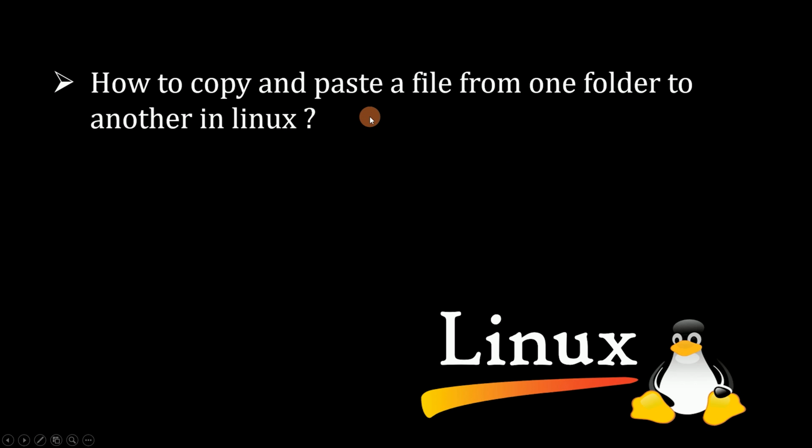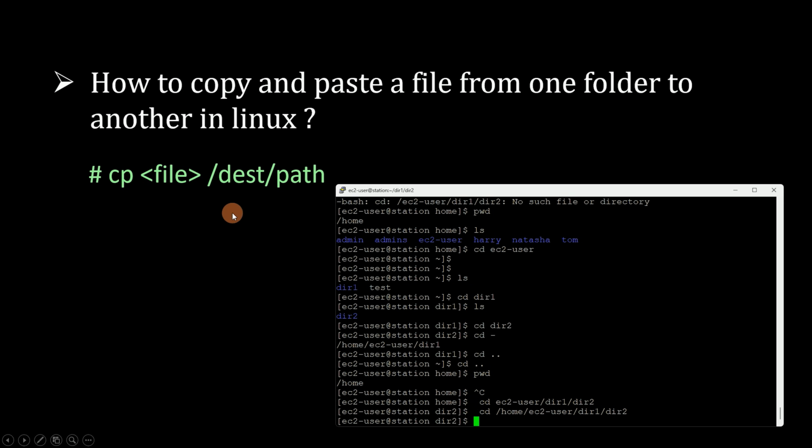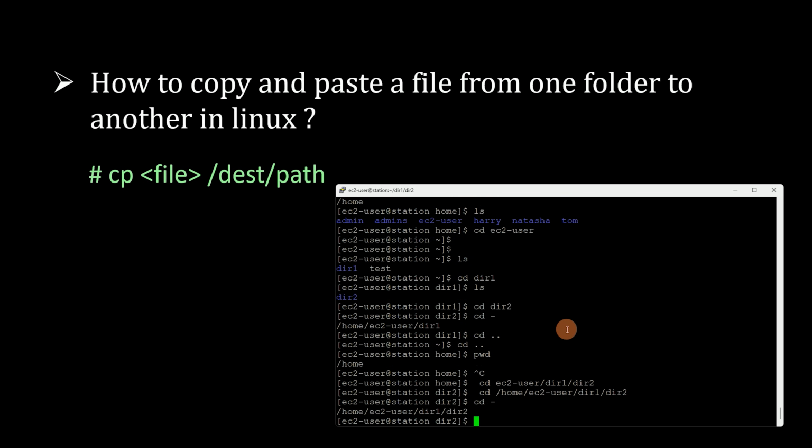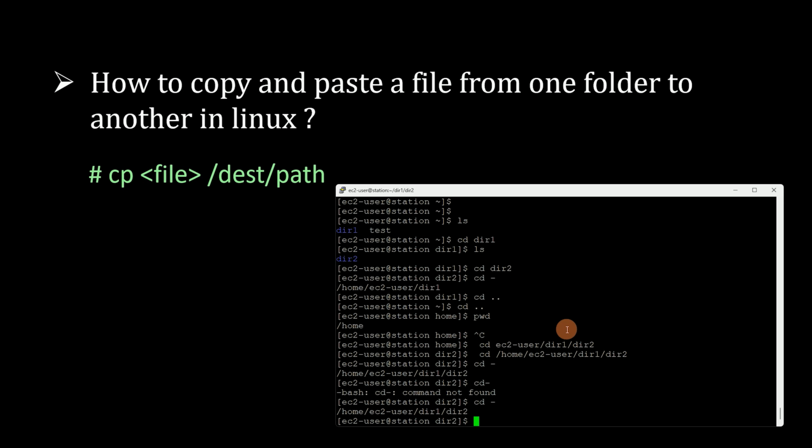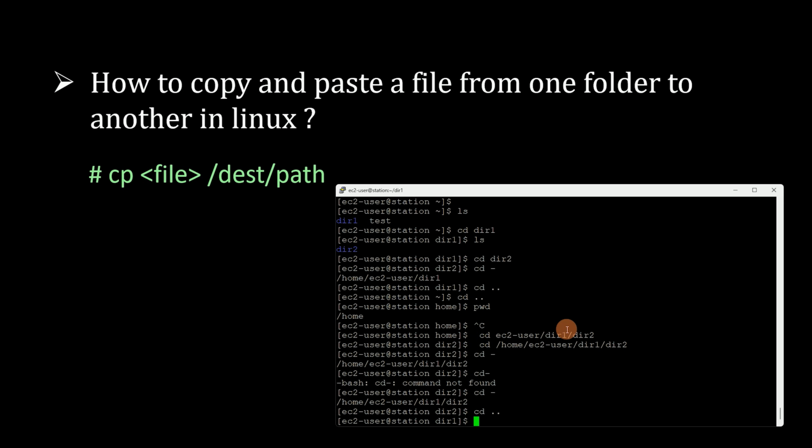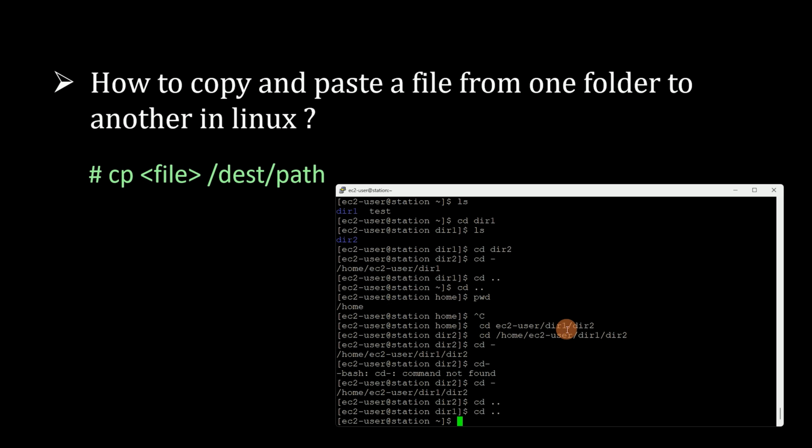How to copy and paste a file from one folder to another in Linux? The command for that is here, cp file destination path, right? You have to type cp for copy and then file name and then destination path. Let me just do it in front of you. We are under dir2. Let's go back. Now we are again under dir2 because we were there already. Okay, let's do cd dot dot. Now we are under dir1, cd dot dot. Now we are under ec2-user, ls.